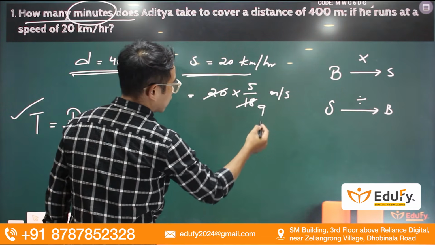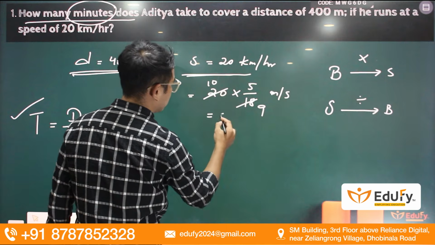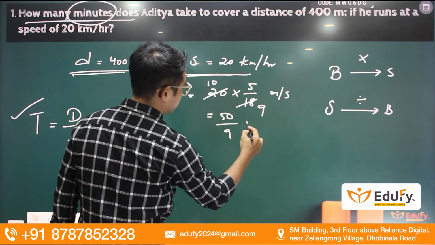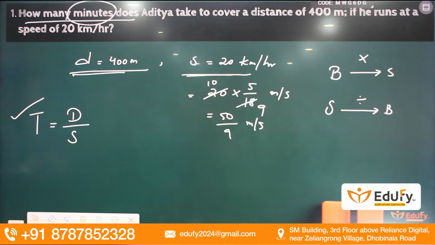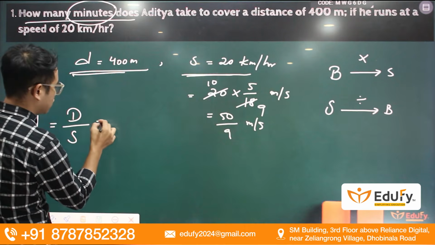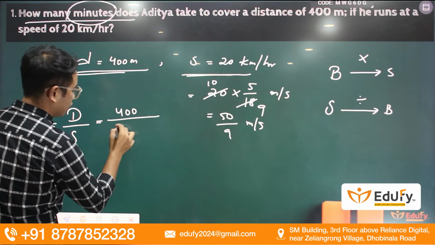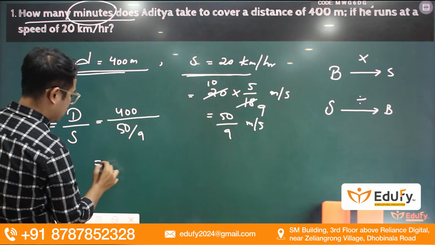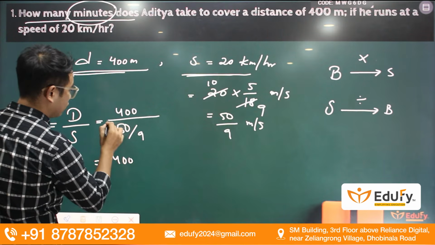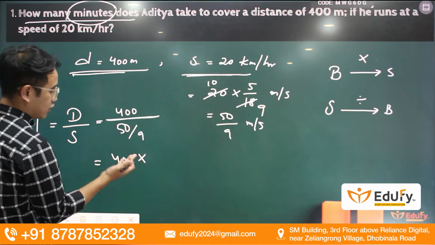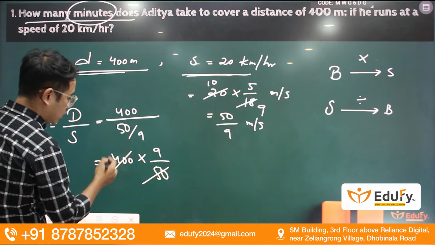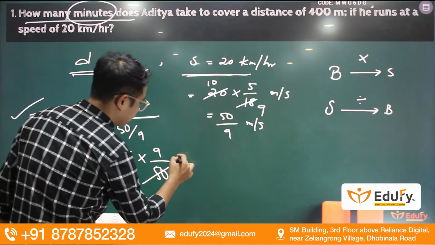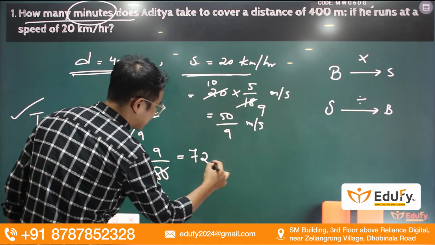Now 2 9s are 18, 10. So my speed here is 50 by 9 meters per second. Now this is meter per second and this is meter, so the units are the same now and we can start solving. They ask me about my time. The time formula is distance divided by speed, which is 50 by 9. If I want to calculate this, I will break this into multiplication. In that case, my 9 will go up and my 50 will come down. 50, 8 times is this. So that means I've got 72 seconds.